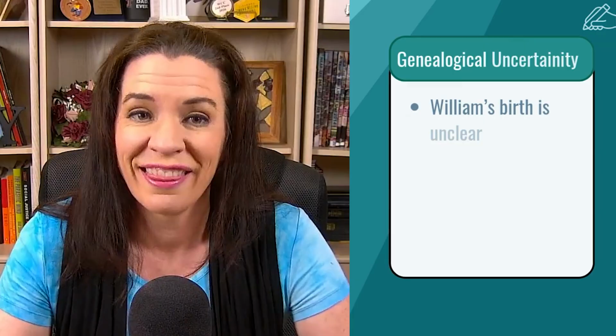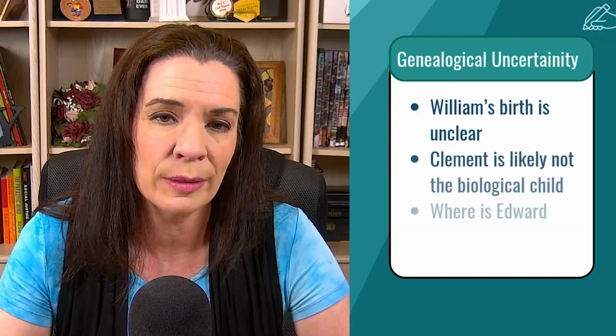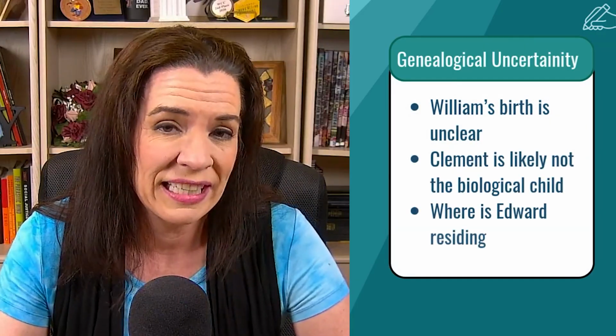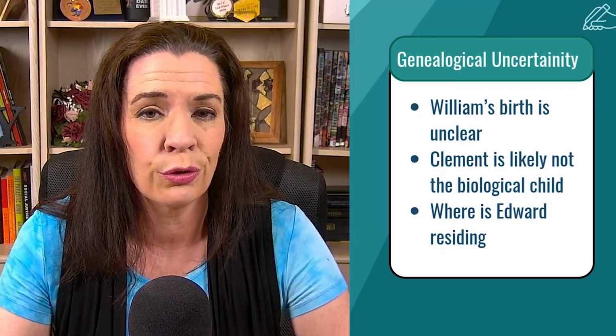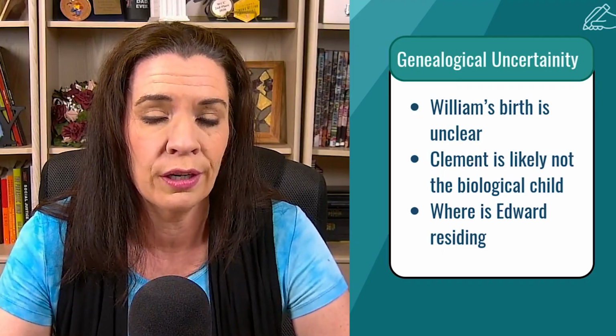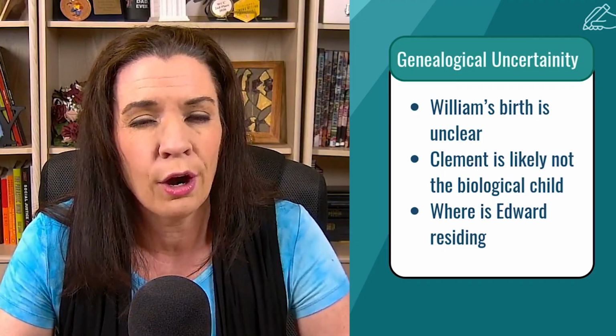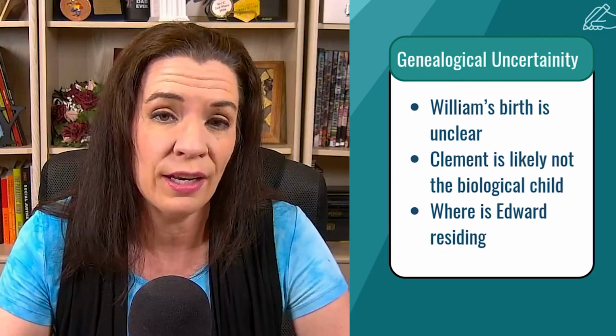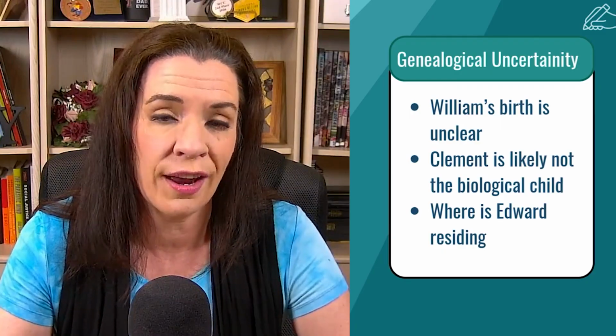In William's story alone, I used this type of sidebar to address the uncertainty of his birth, how Clement is likely not a biological child of William's brother, and discussing where William's brother Edward is residing prior to the Civil War. In this story, these individuals are simply placed. They are born, they're in a household, or missing.